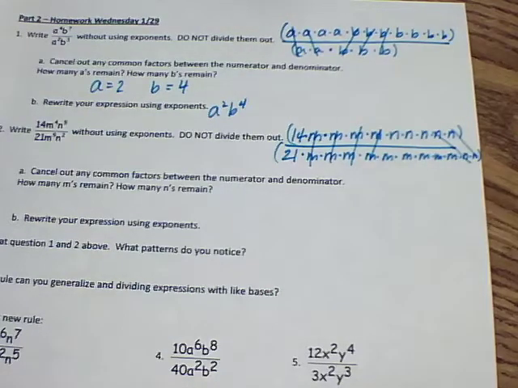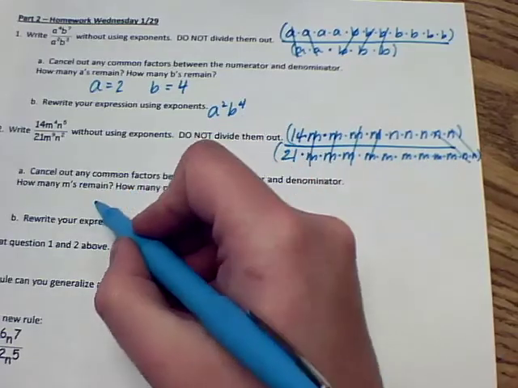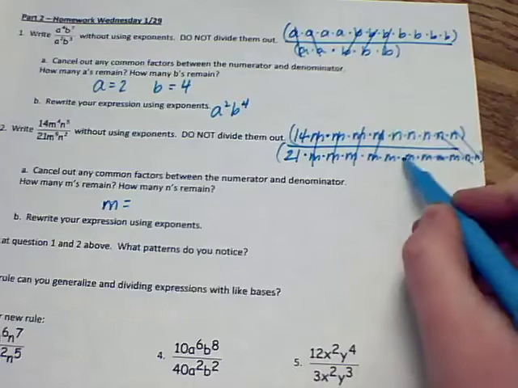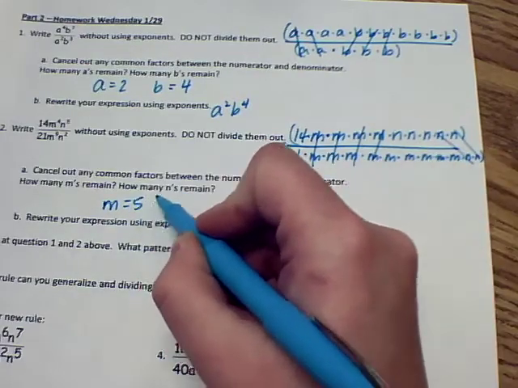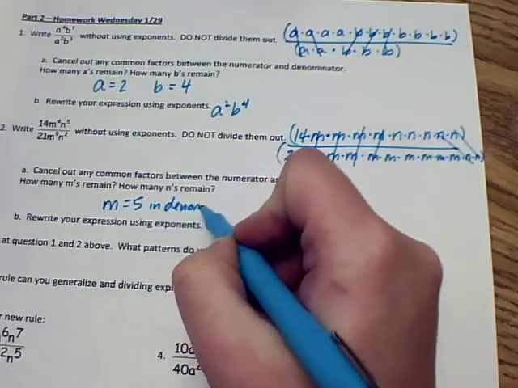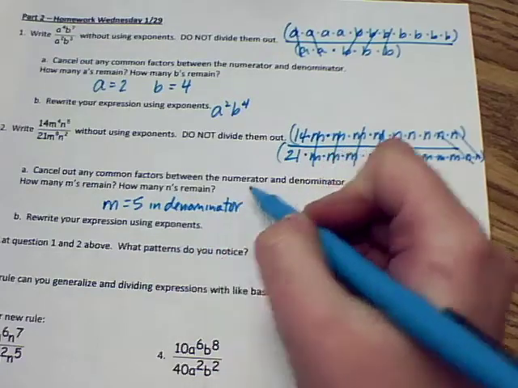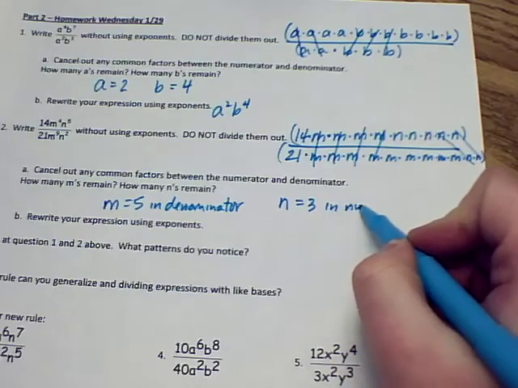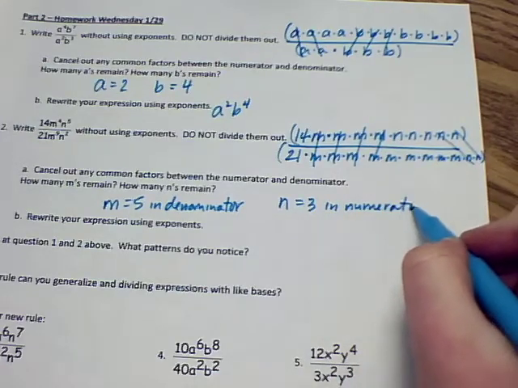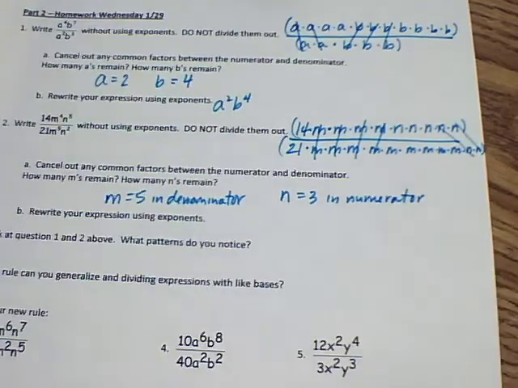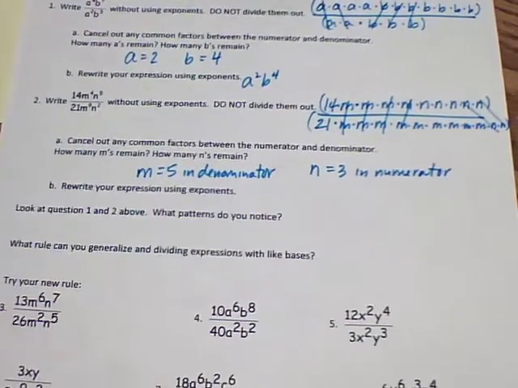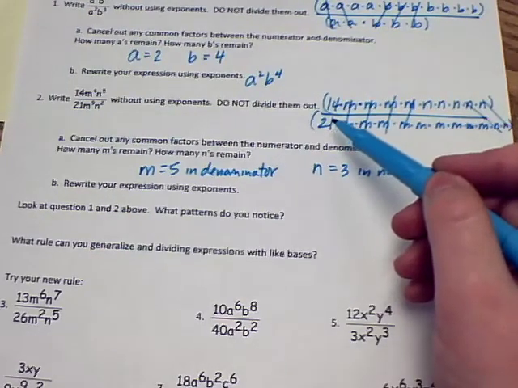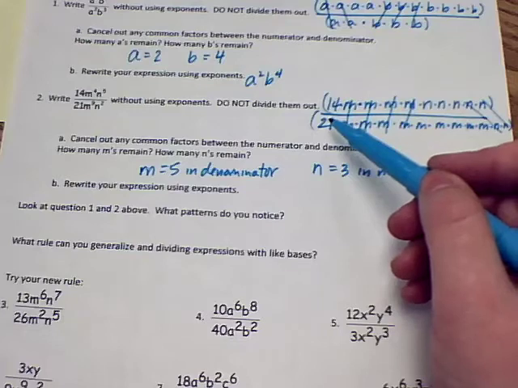And if we look at this, how many m's remain? Well, there are 1, 2, 3, 4, 5 in the denominator. And then how many n's? There are 3 in the numerator. And that's important because when we write our final answer, we want to make sure we put them in the right place. So when we write our expression, well, 14 divided by 21, that doesn't reduce to a whole number, but it reduces to a fraction.